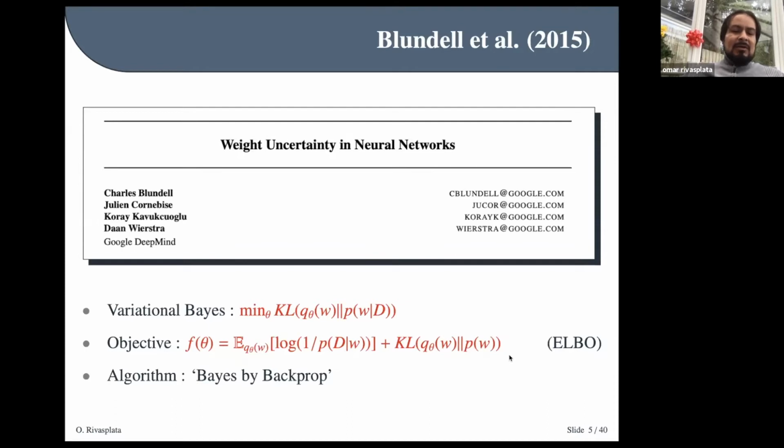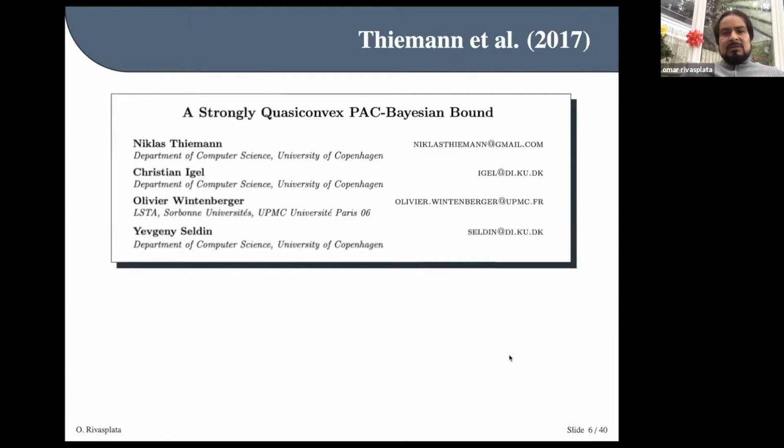They named their algorithm Bayes by Backprop, Bayesian by backpropagation. Bayesian because the training objective was derived from a Bayesian learning approach. In order to optimize this function, they optimized over the parameters and used backpropagation. Updating the parameters reuses the gradients calculated by backpropagation, and that's what gives the name to this algorithm.